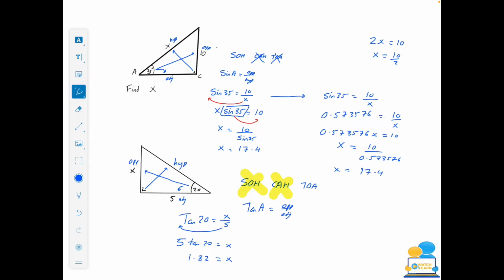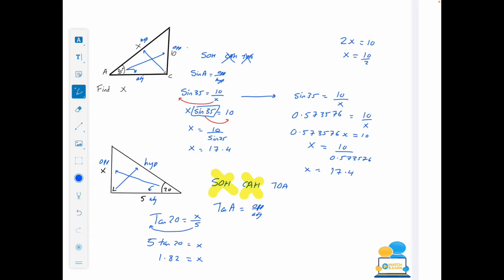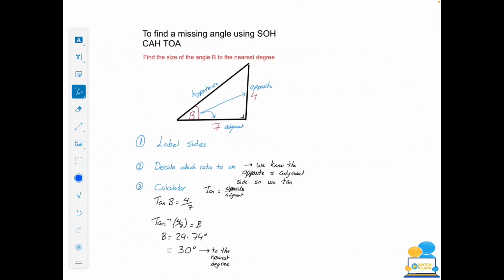So we've done 2 methods there for finding a missing side. We've done Pythagoras, which doesn't apply in all situations, and then we've used SOHCAHTOA as well. Now, we're going to look at finding a missing angle, also with SOHCAHTOA.